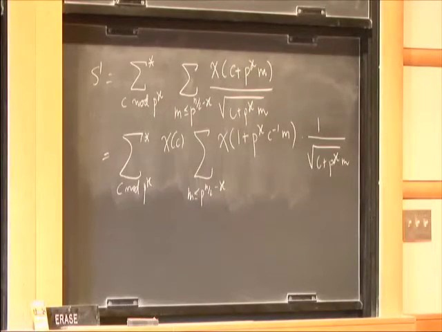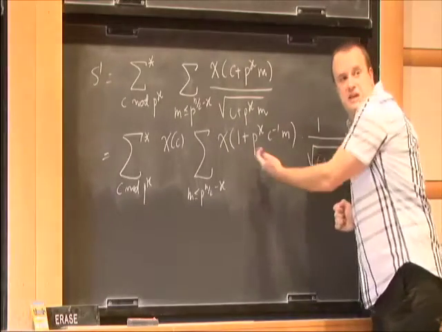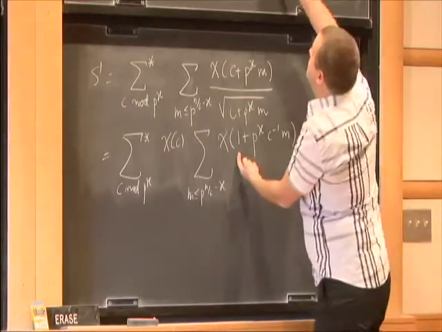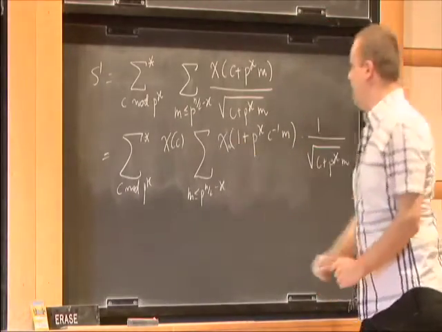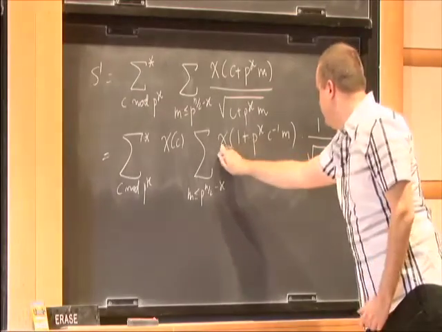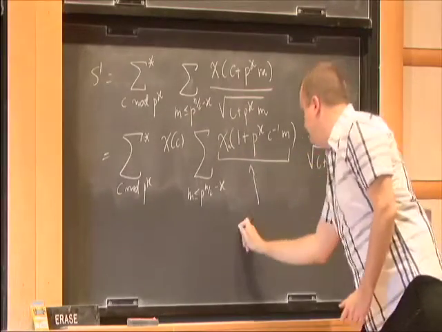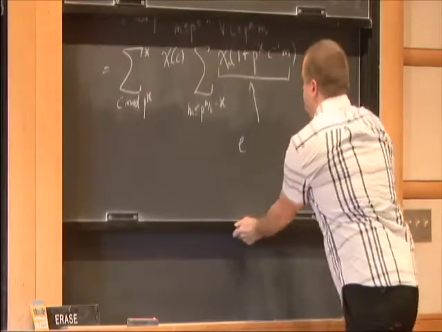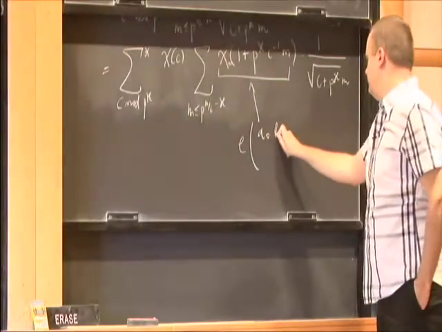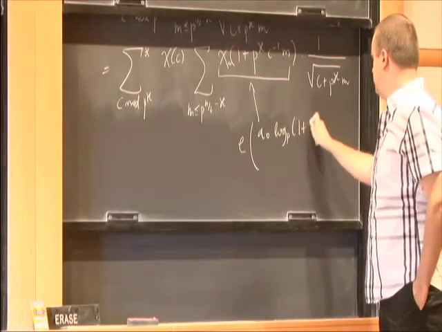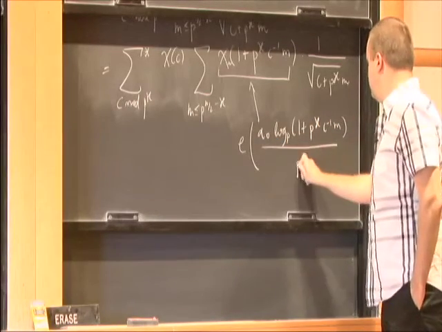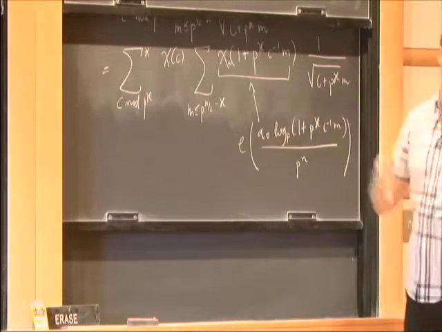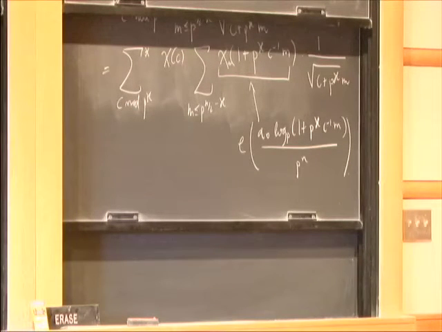And the point is, because this is now 1 mod p, these values are going to be given by something like this, right? So this guy here is going to be of the form chi a. So I can think of this as e of a0 times p-adic logarithm of 1 plus p^kappa c inverse m over p^n. That's what we really have here.